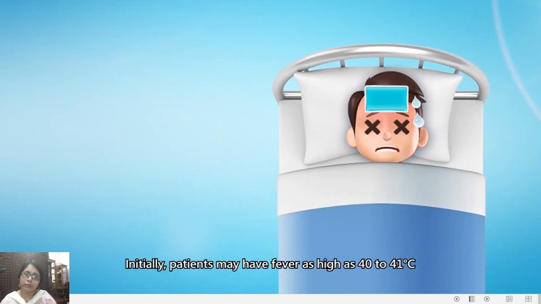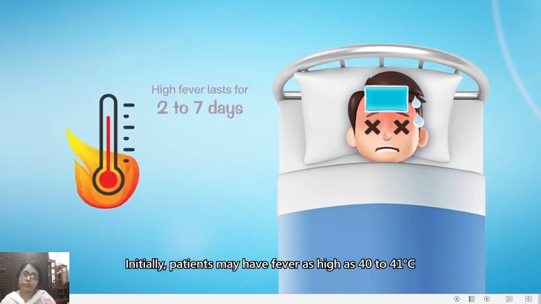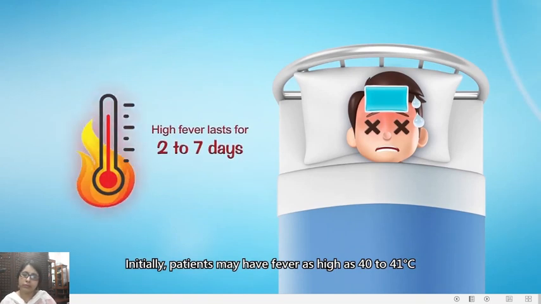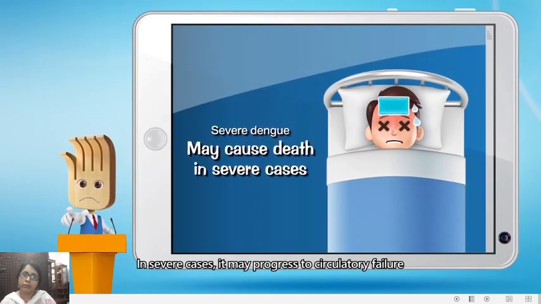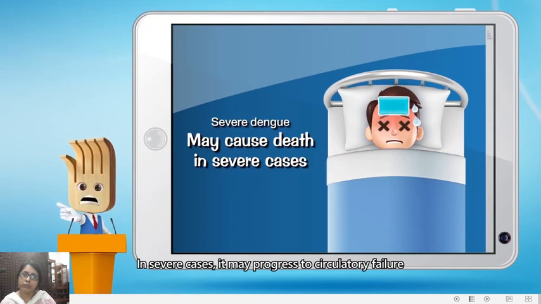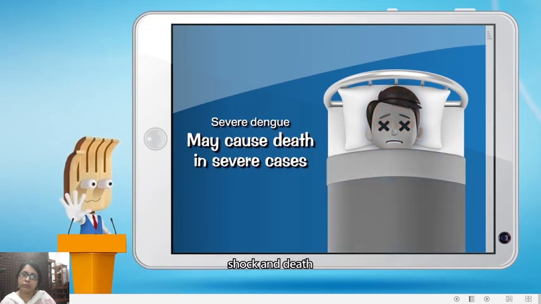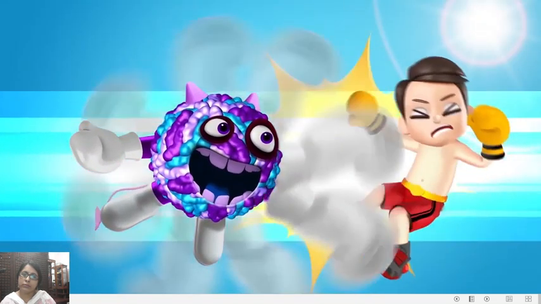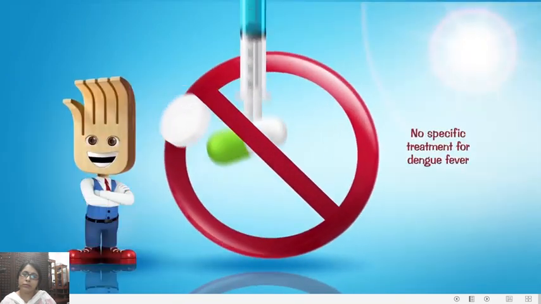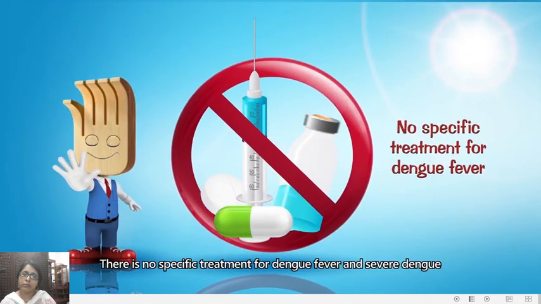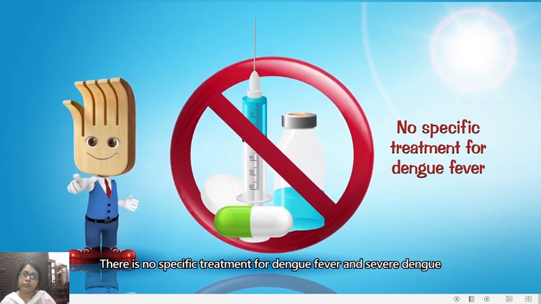Initially, patients may have fever as high as 40 to 41 degrees Celsius, which lasts for 2 to 7 days. In severe cases, it may progress to circulatory failure, shock, and death. There is no specific treatment for dengue fever and severe dengue.